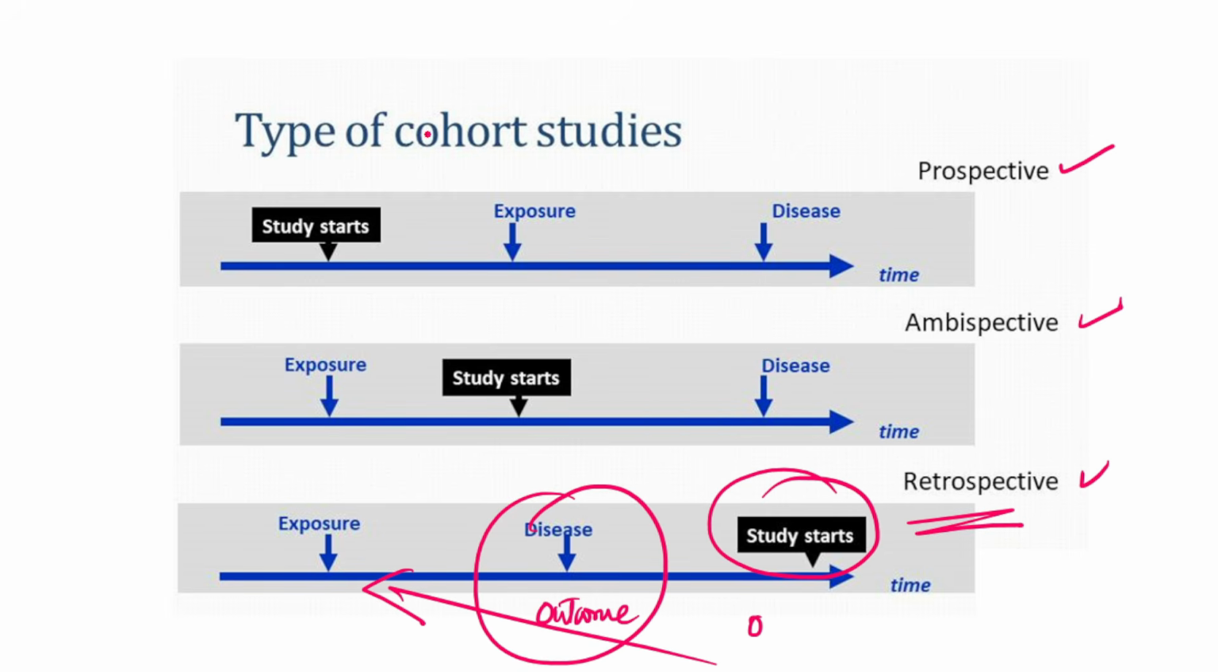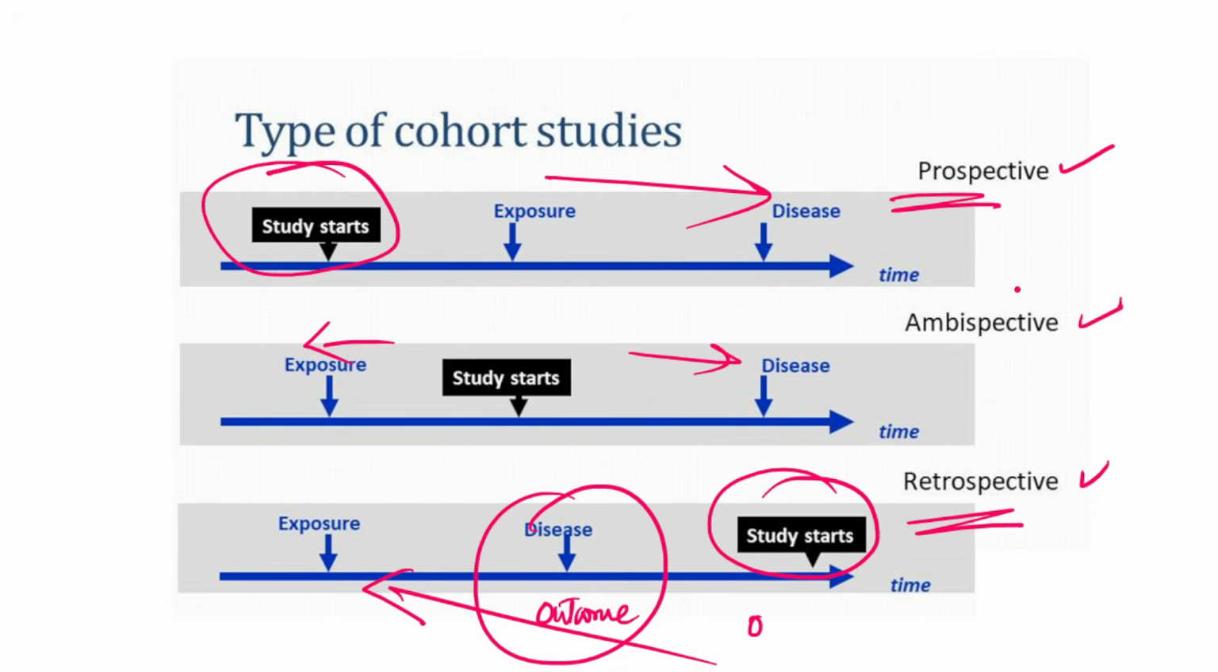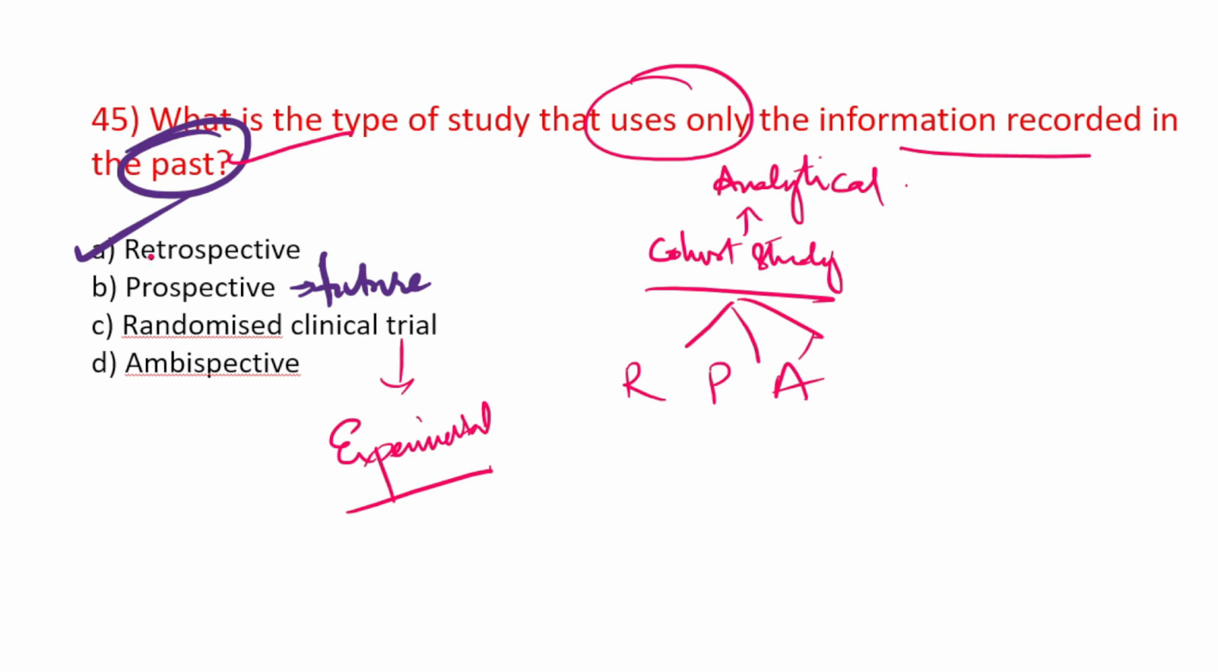Now in a prospective study your study is starting over here, so from exposure to the outcome it is called a prospective study. Ambispective goes both ways, so it is a hybrid type of cohort study between prospective and retrospective. So please remember this point: going backwards is always called a retrospective type of cohort study. Going forwards is called a prospective type of cohort study. So please remember this chart, the question and also the answer for this question.